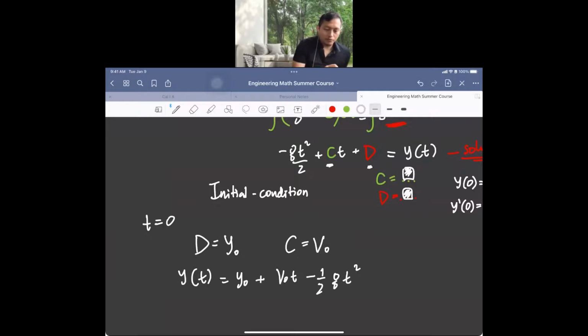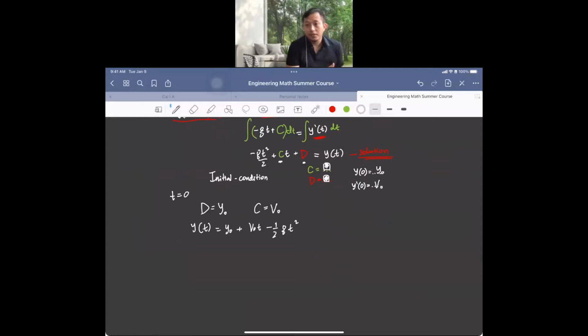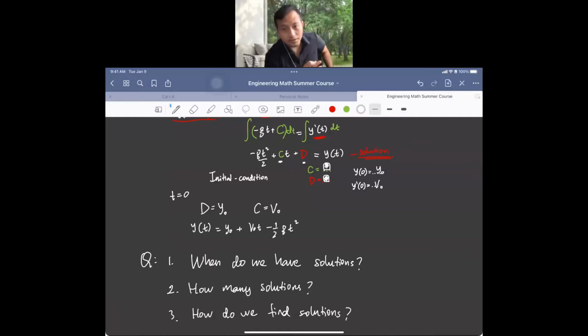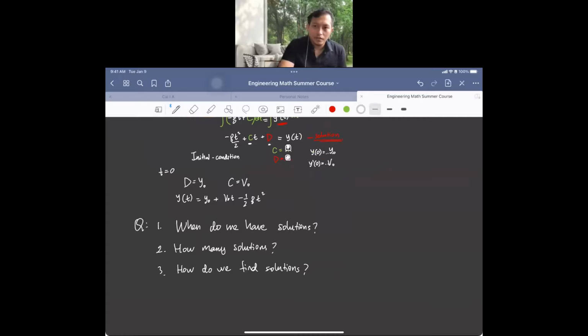Okay. Now a question arises from what we have here and from what the previous introductions assumed. The question is, when do we have solutions? How many solutions? And how do we find the solutions? These are three essential questions that are important for our topic of differential equations, to know how we can tailor the solution and how we can verify the solution.